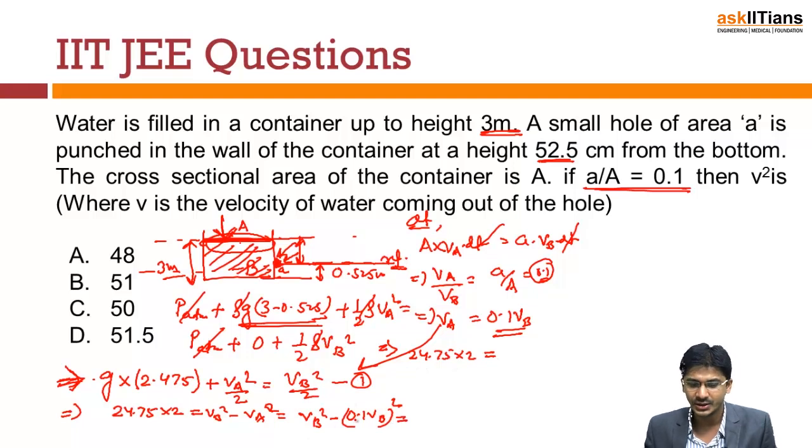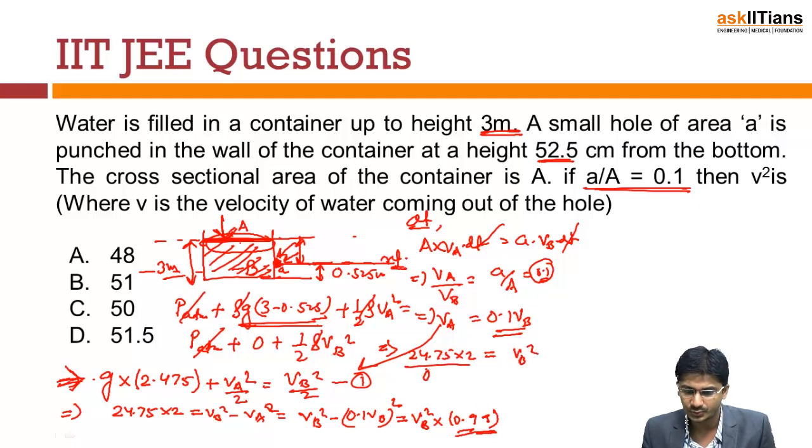What will be this value? This value will be VB square into 0.99. This will be 1 minus 0.01. So this is 0.99. So what we'll have is VB square is 0 by 0.99. Okay. Now what you have to find out, the cross sectional area where V is the velocity of water coming out of the hole, that is VB. So we have to find out VB, and this is the value that I have got.